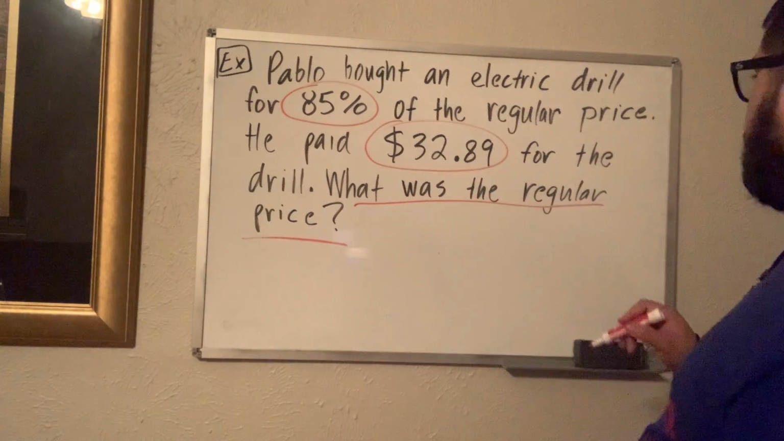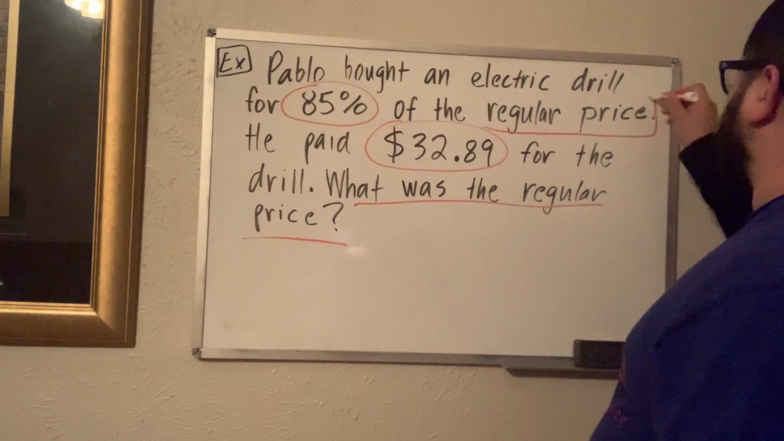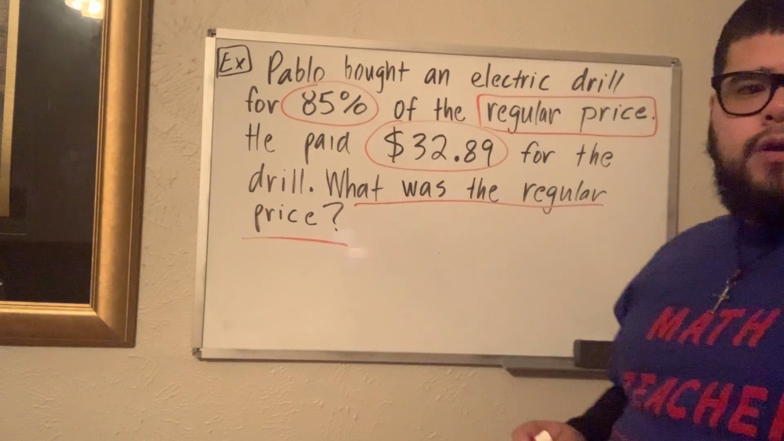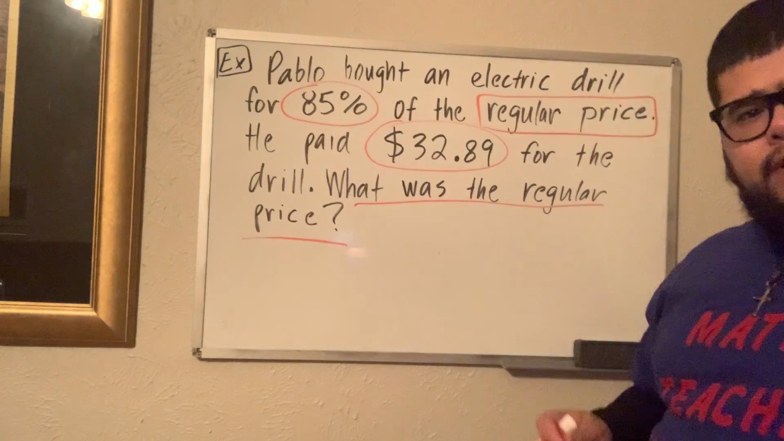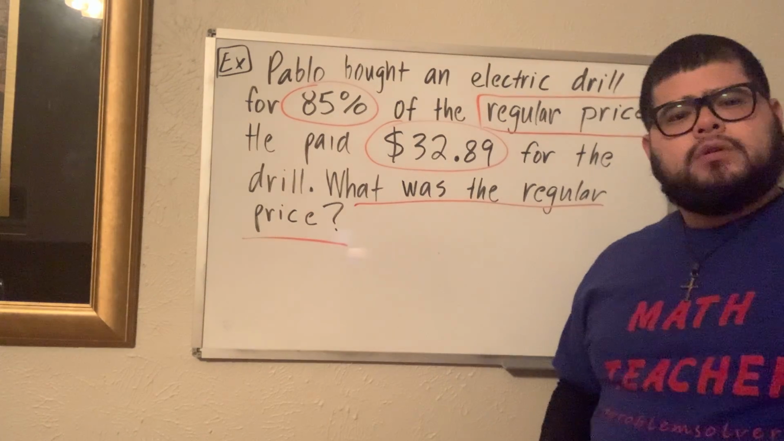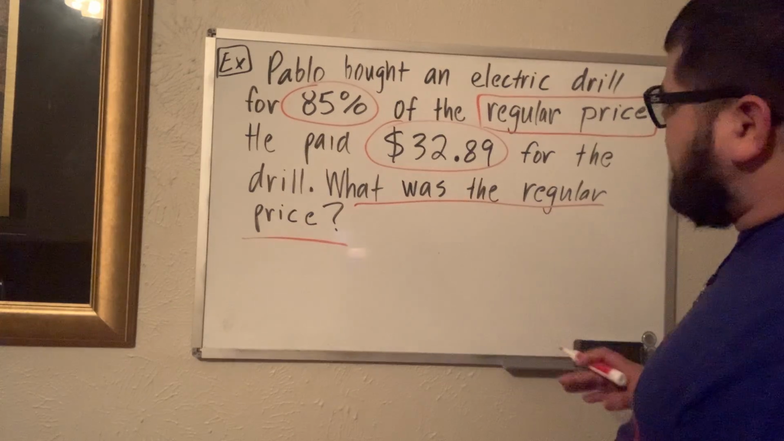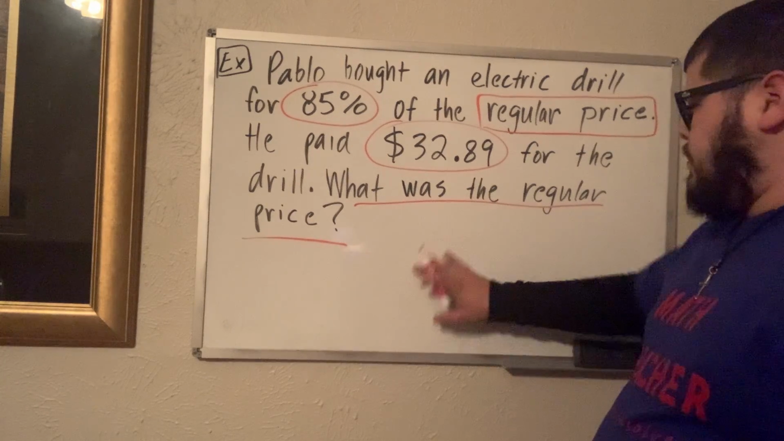And then box keywords. I believe regular price is a keyword here because that's what we're looking for, right? We're looking for the total amount that he paid for. And since I use the word total, right, it's going to help us in a minute. Eliminate unimportant information. Everything looks pretty important. And then let's go ahead and solve this.